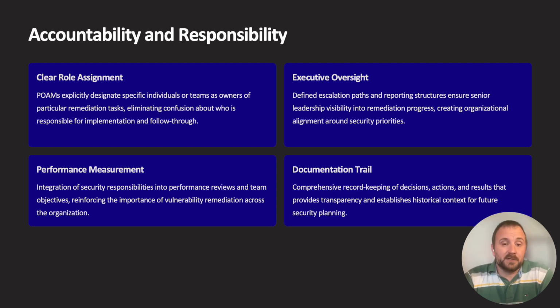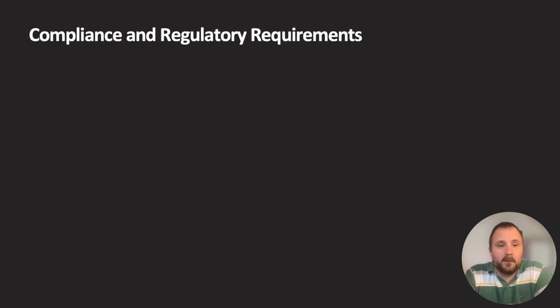And lastly, make sure that you have documentation. Make sure that you have tickets in place, pull requests in place, and other documentation to show that you are effectively remediating the changes inside of your corporate environment, any of your controlled environments, and any of your SaaS environments, your software as a service, so that you can show the decisions that were made, the actions that were implemented, and the results that came from these. Transparency is key and helps establish a historical context for future security planning.